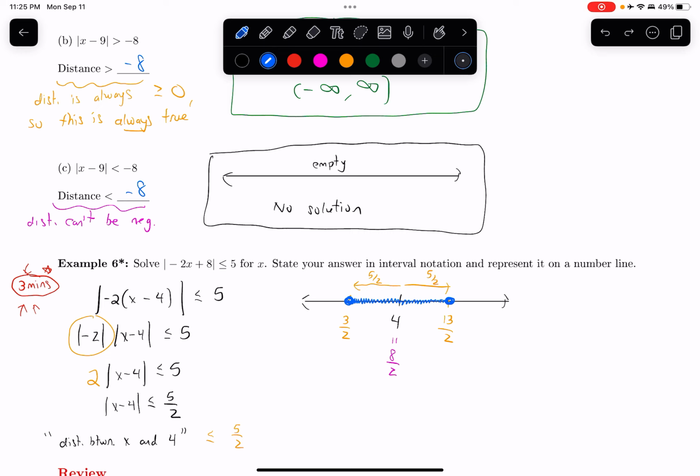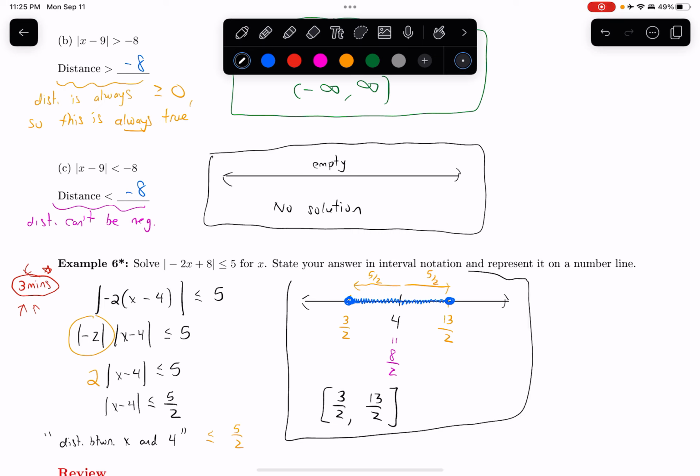Interval notation now. So 3/2, comma, 13/2. Both endpoints are included, so bracket, bracket. And that's my answer, in interval notation and on a number line.